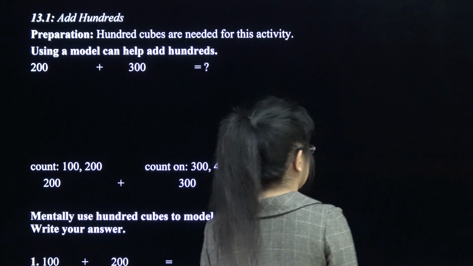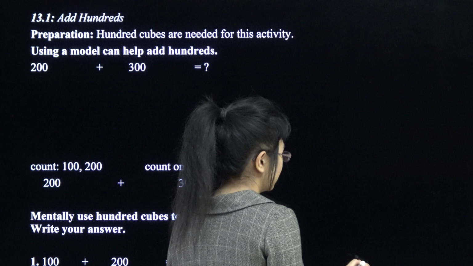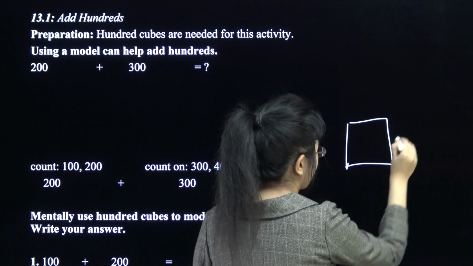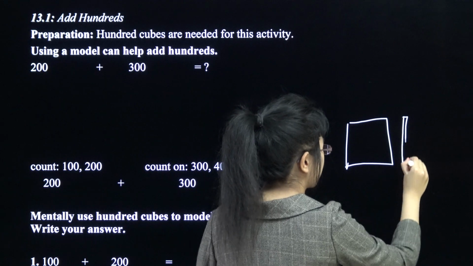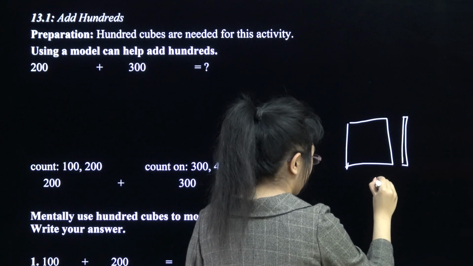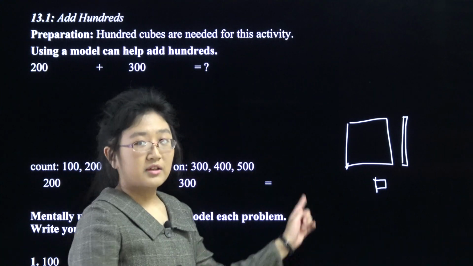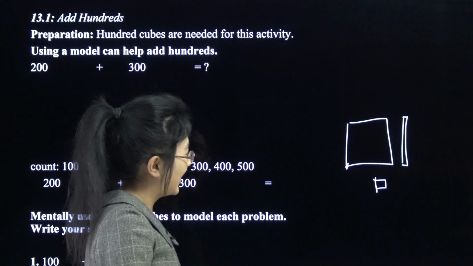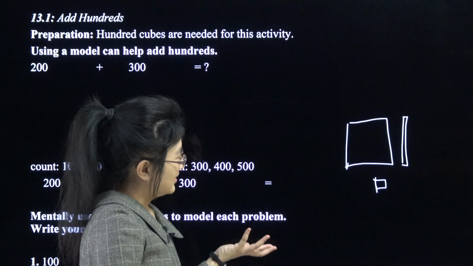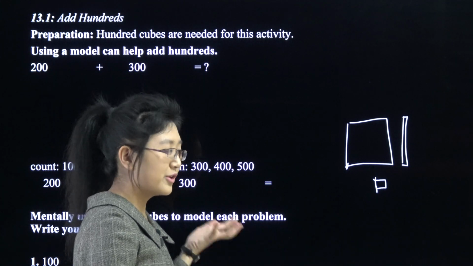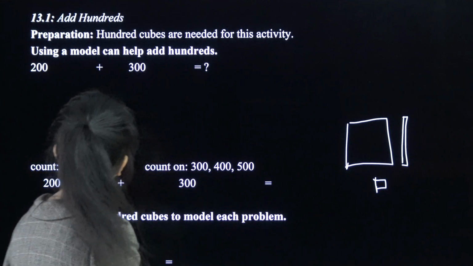Well, we know that 100 cubes look like squares. And 10s cubes look like these weird rectangles. And 1s cubes look like these small squares. So instead of drawing a huge block for a 100 cube, you could just draw a big square.